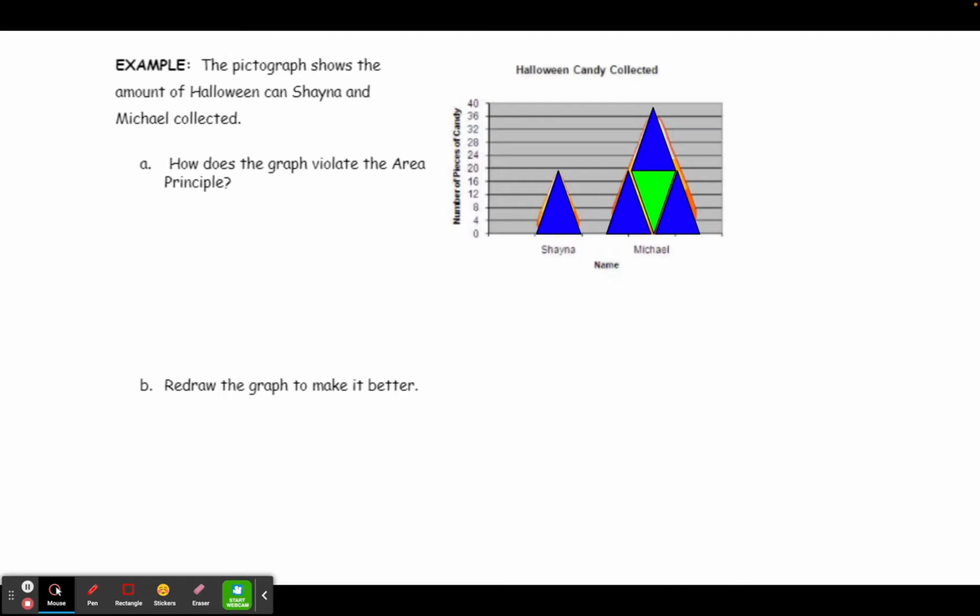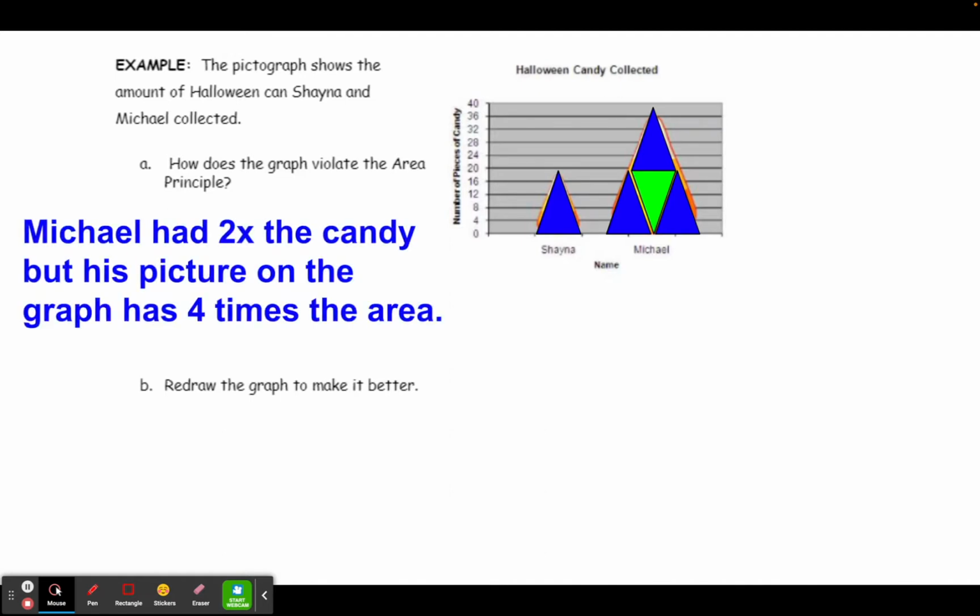And you can see that because we can fit 4 copies of that triangle inside Michael's candy corn. So the area principle here is violated because even though Michael had twice as much candy, as we can see by looking at the height of the candy corn, our eye sees that the area on the graph takes up 4 times as much.